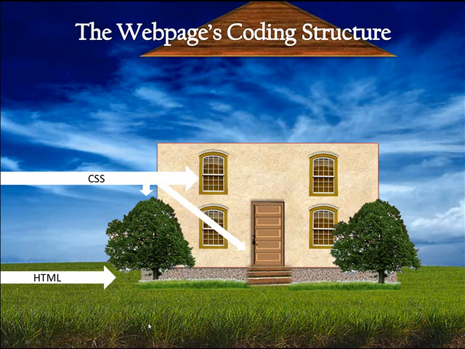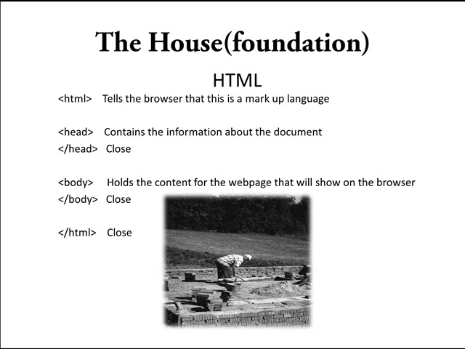Next, if you really want to get interactive with your page, you want to open up your home and add the utilities, lights, water, and air conditioning, especially if it's hot. This is what we call JavaScript. JavaScript is the interactivity of the web page, the thing that makes the web page function. I'm going to explain it a little further as we move on.